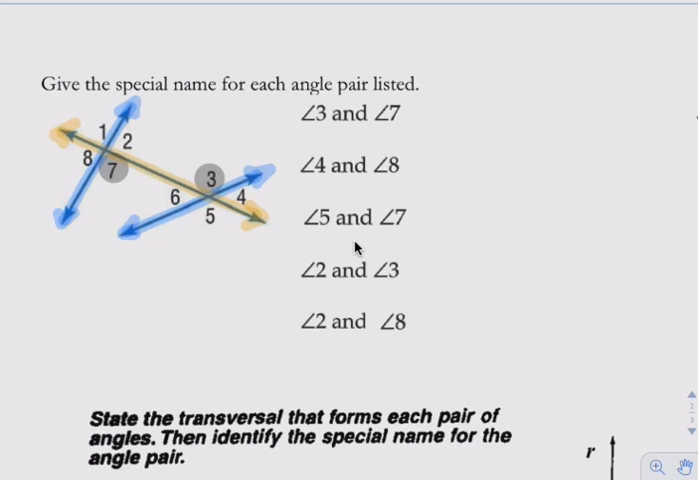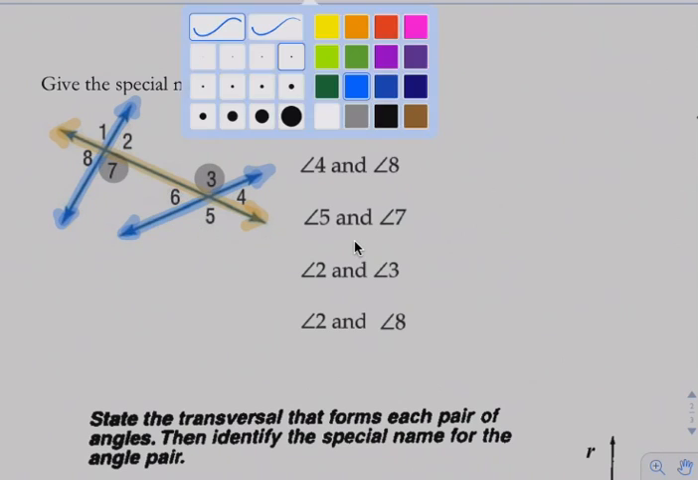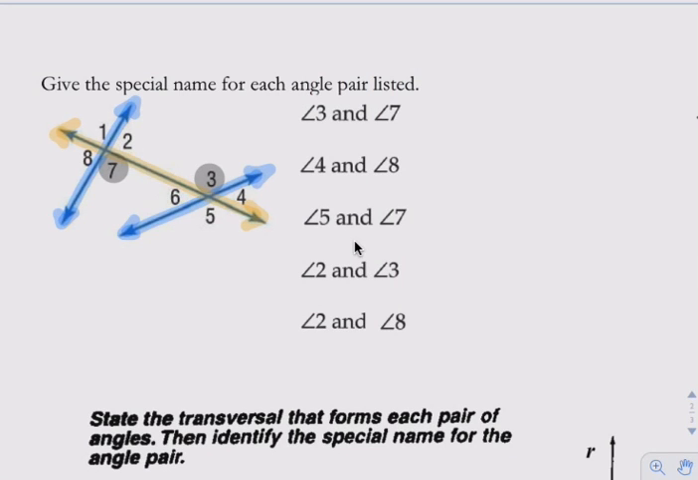Okay, so 3 and 7 are the interior or exterior? Well, they're interior. They're between the two lines. And then are they consecutive or are they alternate? Well, they're on different sides of the transversal, so those are alternate interior. That's how we can abbreviate that. They're alternate interior angles.